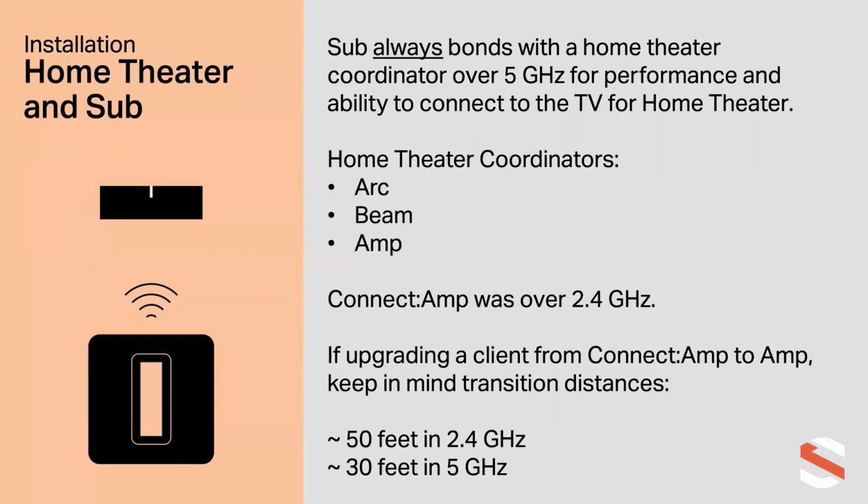Now, the sub always bonds over 5 gigahertz when it comes to bonding to the home theater coordinator. And by the way, this is true for surrounds as well. That's nice because interference is less likely on the 5 gigahertz frequency, but it also drops the range from about 50 feet to about 30 feet. So keep that in mind when you're setting up Sonos and it's all wireless. You want to make sure that you keep those players.